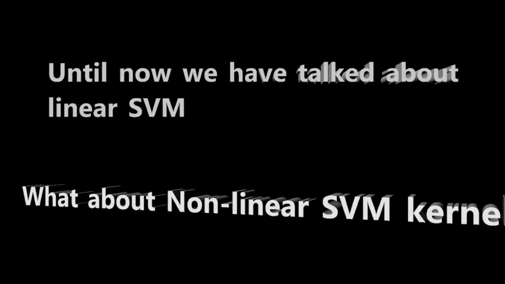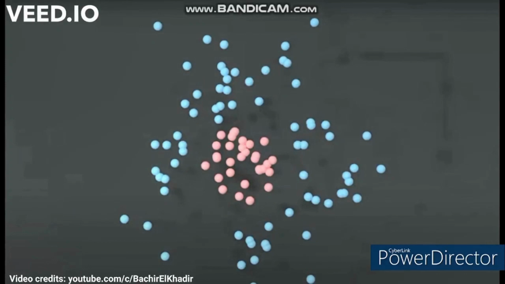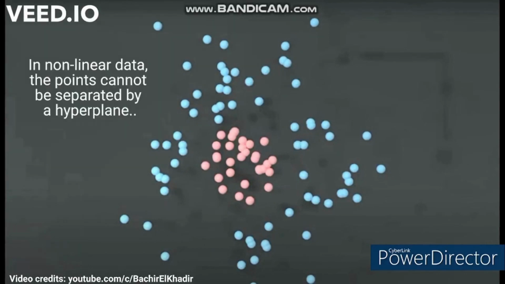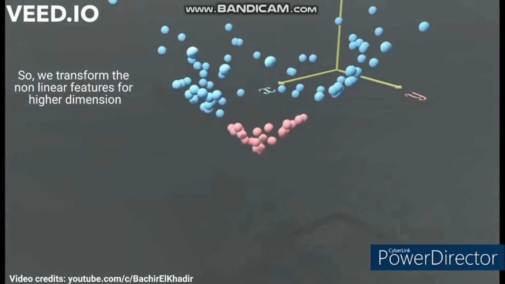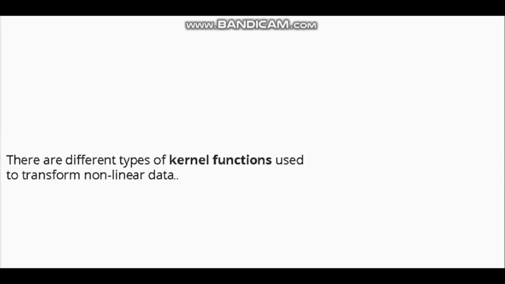Until now we have only talked about linear support vector machine. What about non-linear support vector machine? In non-linear data, the points cannot be separated by a hyperplane. In non-linear data, we have a lot of overlapping happening. So we transform the non-linear features to a higher dimension. We use a kernel function to transform non-linear data.